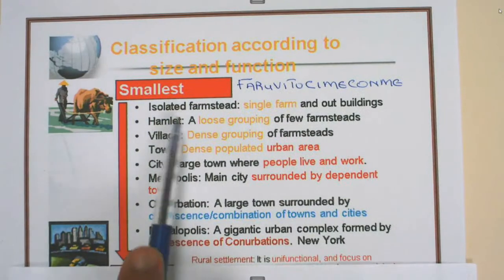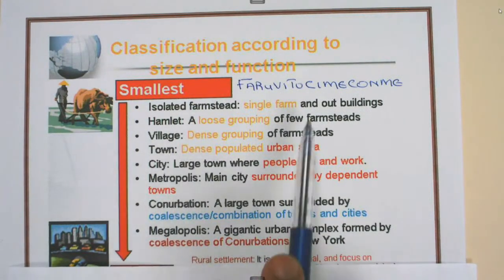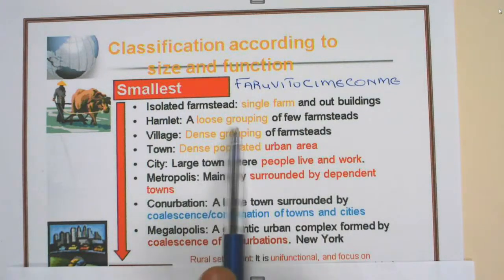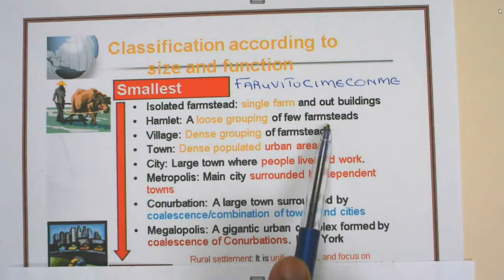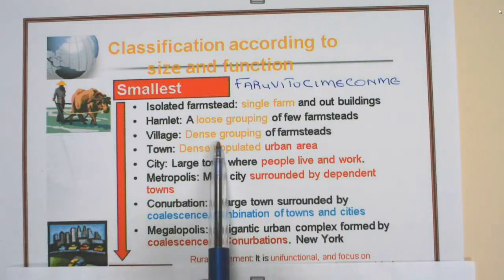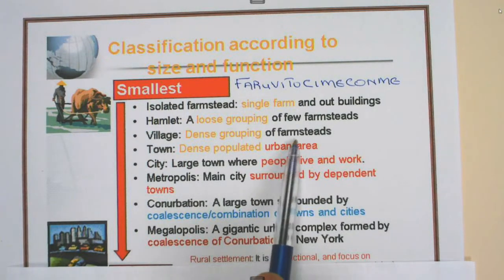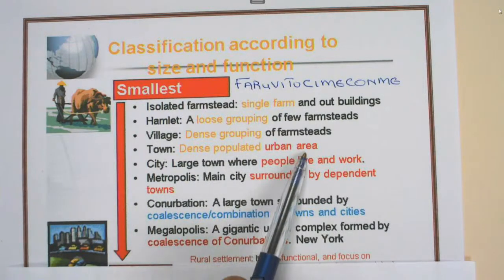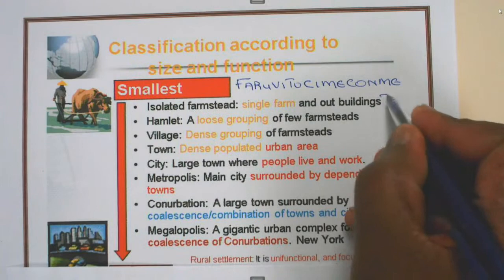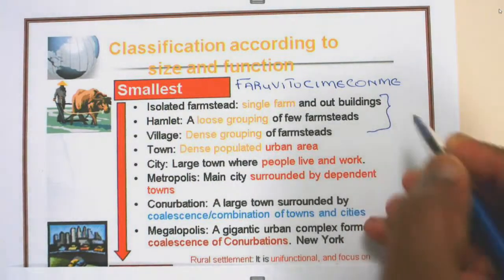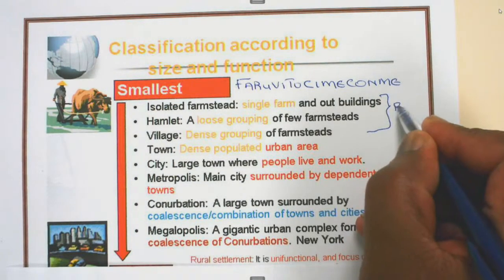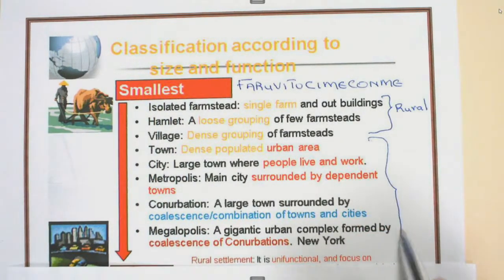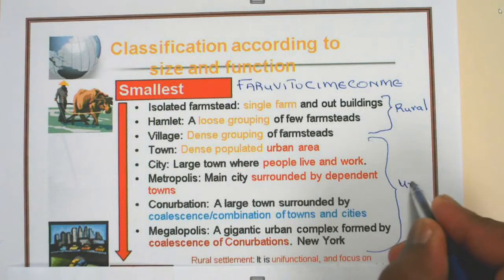Here are these: isolated farmstead, single farm, and outbuildings. Hamlet, a loose grouping of a few farmsteads. Village, dense grouping of farmsteads. Town, dense populated urban areas. The first 3 can be regarded as rural, and the last 5 will be urban.